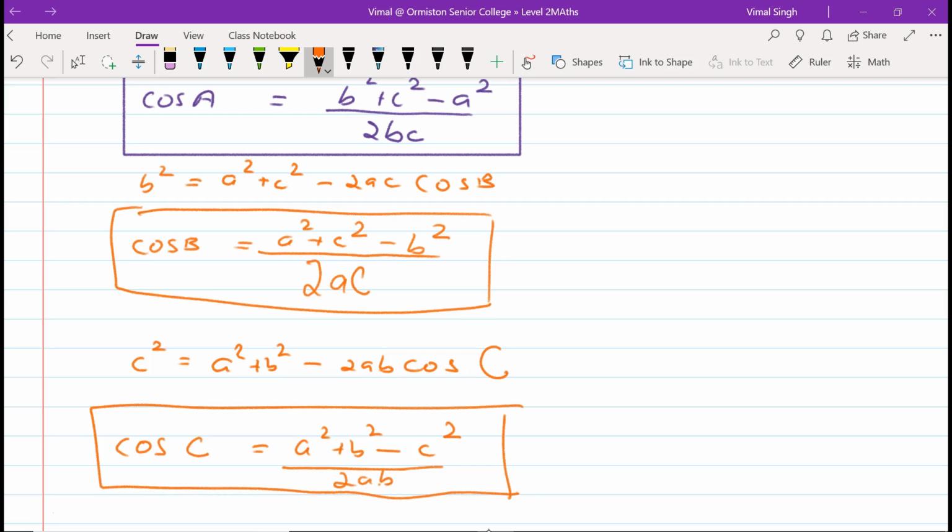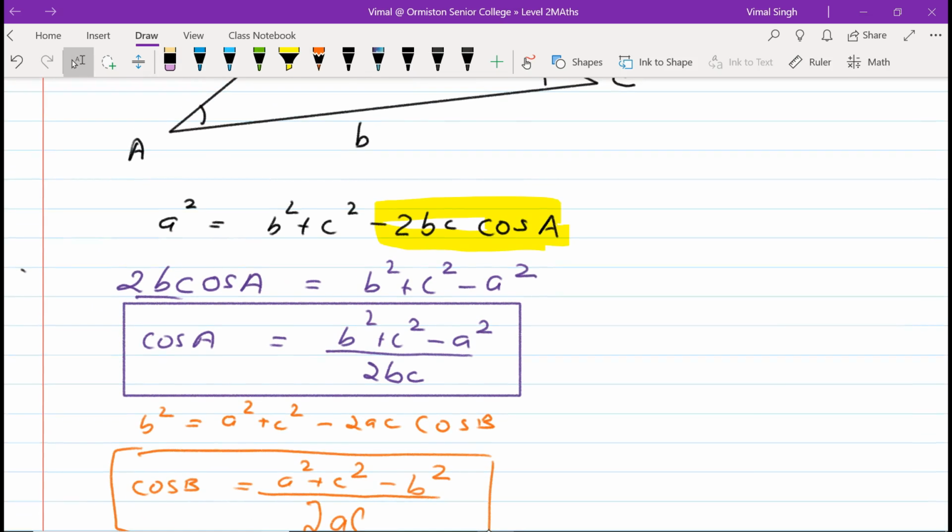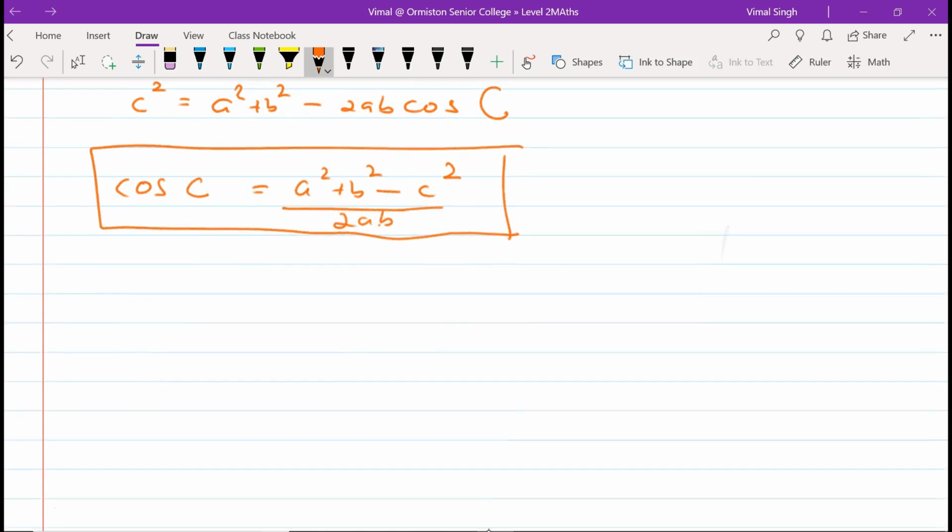Okay, so you'll notice I have got three formulae over here that you can use. So it's just a matter of remembering your basic formula, which is a squared equal to b squared plus c squared minus 2bc cos A, and then you can rearrange it to work out the angle. So let's do one example.